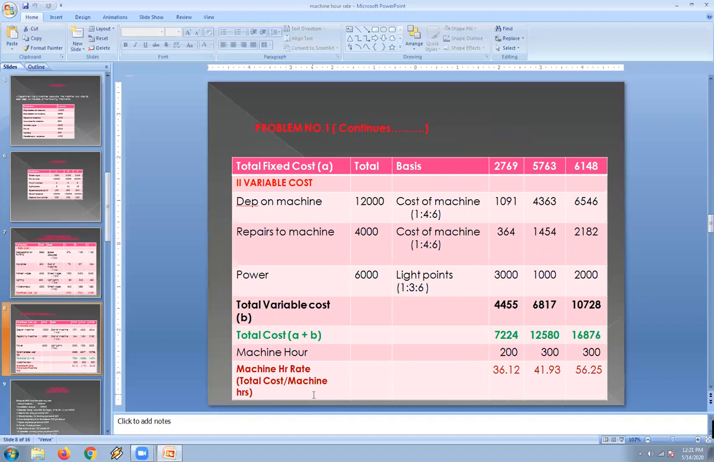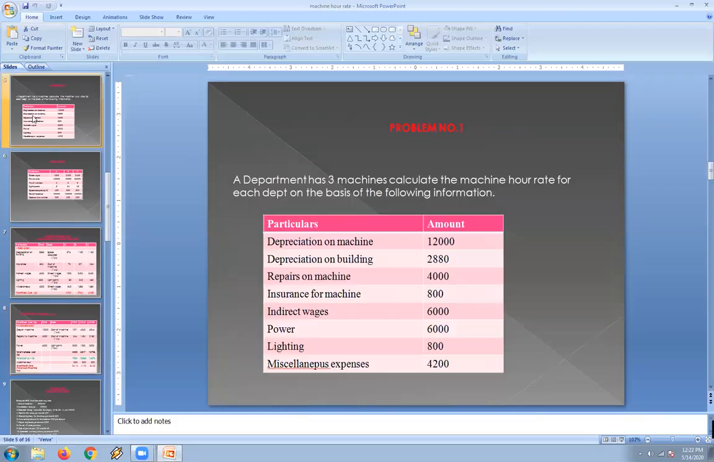Then, to calculate the machine overhead, the formula is total cost divided by the number of machine hours worked. So the total cost will be 7,224 divided by the machine hours worked, which they have given in the table.